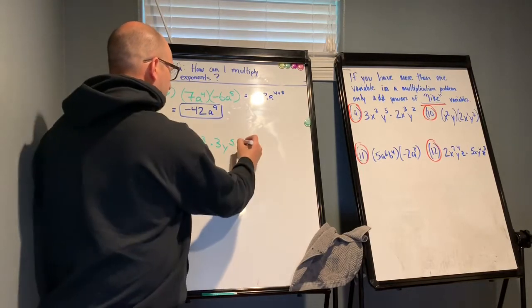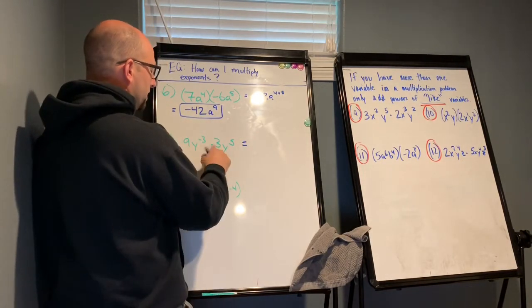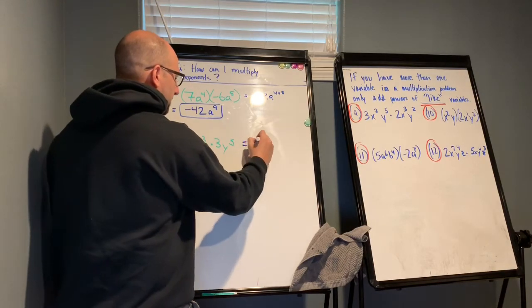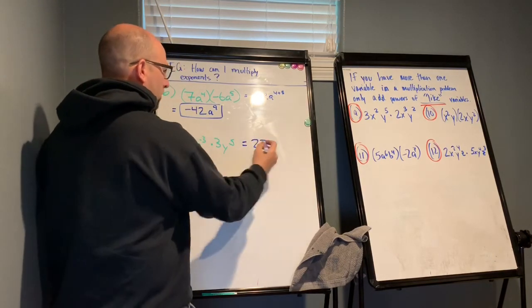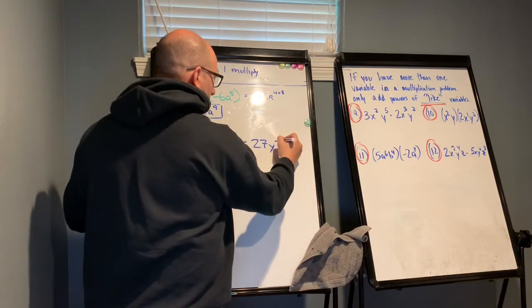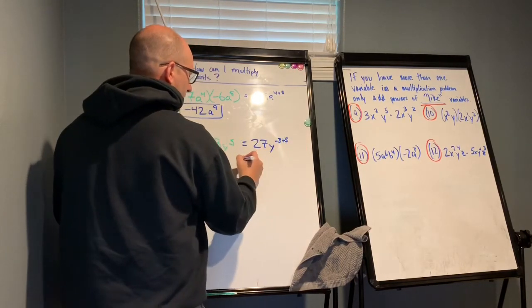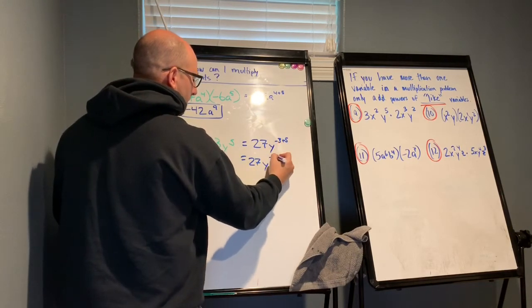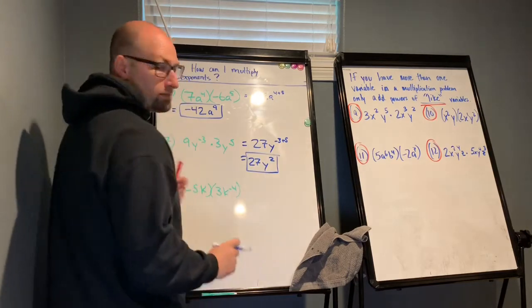On this one, we've got 9 times 3. They're the same variable, which is y. 9 times 3 is 27, and then y. And we've got negative 3 and 5. So negative 3 plus 5. So we've got 27y, negative 3 plus 5 is squared. And that's it. Done.